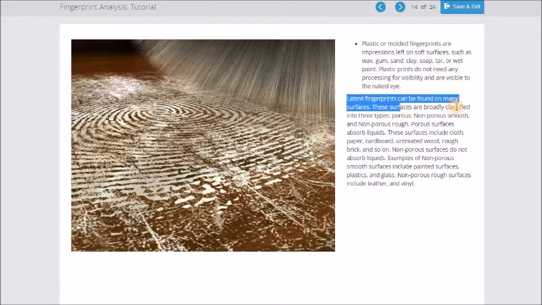Latent fingerprints can be found all over the place. These surfaces are broadly classified into three types. There's porous. Now, porous would be things that aren't smooth.